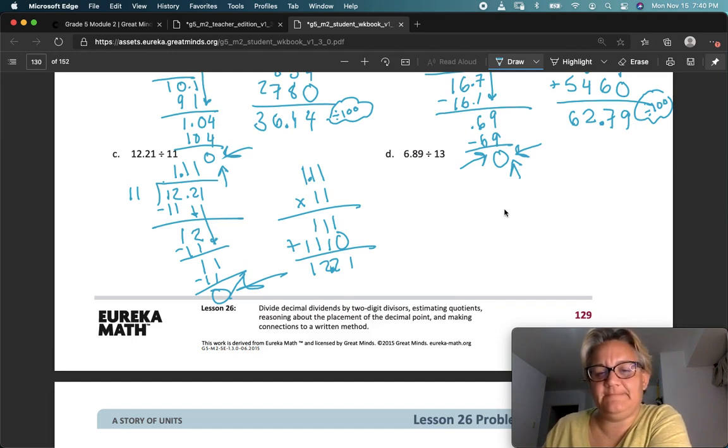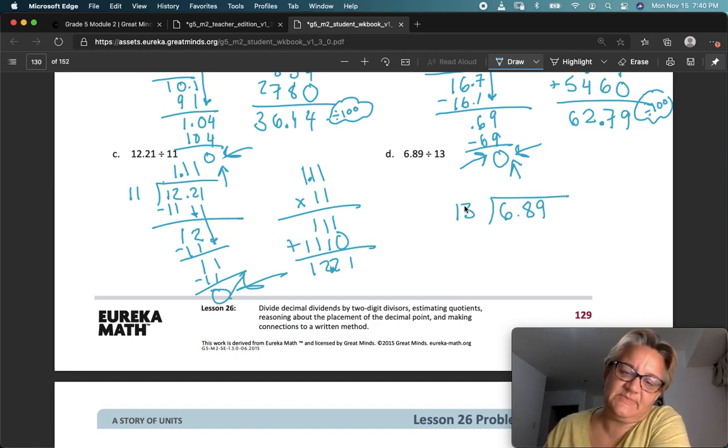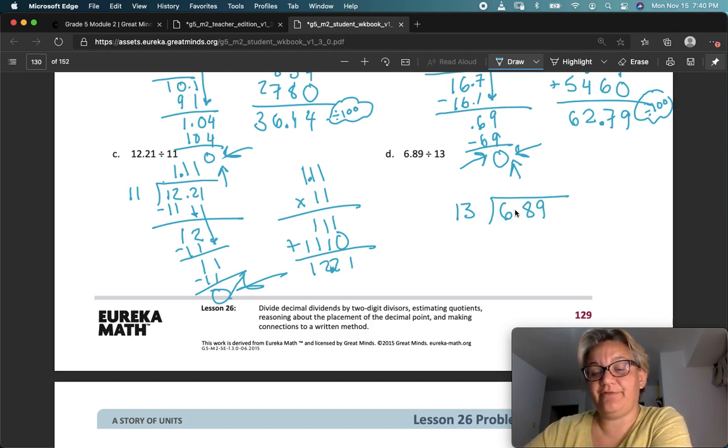Great. Next, 6 and 89 hundredths divided by 13. 13 will not go into 6, but 13 will go into 68 tenths. So 68 tenths, let's see. 2 times 13 would be 26. 3 would be 39. 4 would be 52. 5 would be 65, I think. Let's try that.